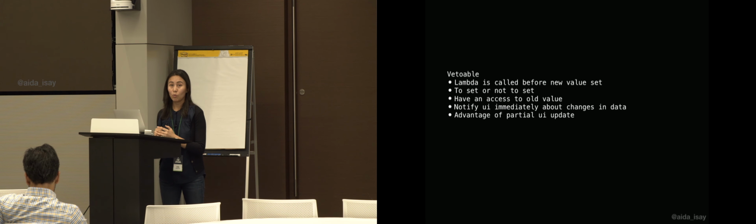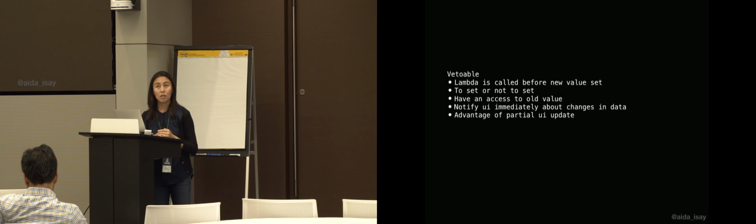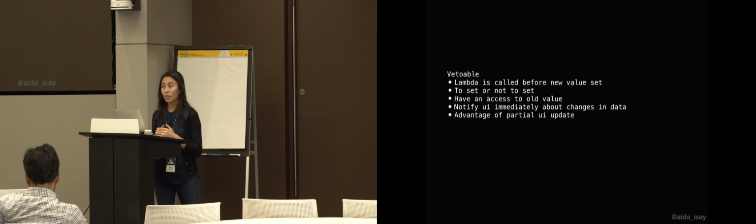Vetoable is useful when we don't want to make any changes to the property for some other reason. We might be loading data. It also comes with other benefits from the observable delegate, like having access to the old value and partially updating the UI.